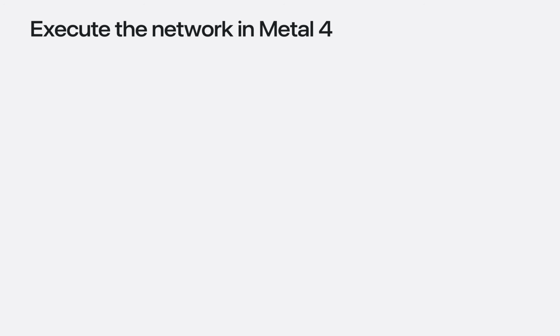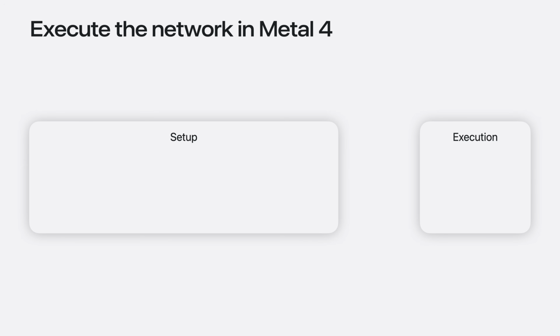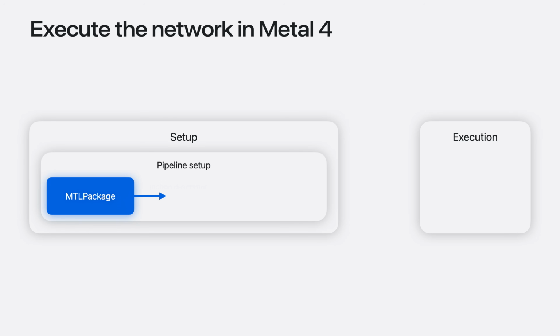In order to execute your network in Metal 4, there are a few steps that need to be done on both setup and on the actual execution. First, you need to set up the pipeline by loading an MTL package, specifying the network function with a function descriptor, and creating a machine learning pipeline descriptor. This process is very similar to loading regular pipelines.